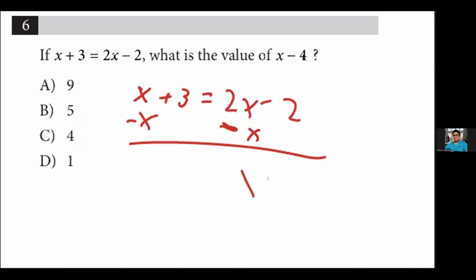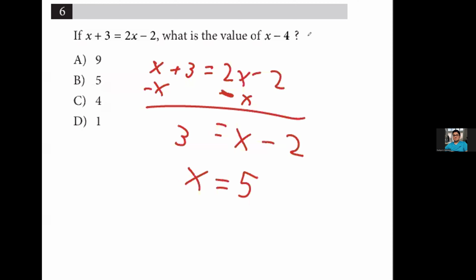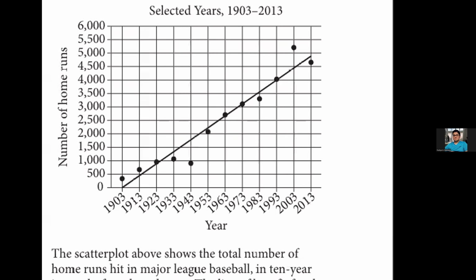Which gets us x minus 2 equals 3. Add 2 to both sides, and we get x equals 5. So what is the value of x minus 4? So 5 minus 4 is 1. So the correct answer is D. Okay, question 7.